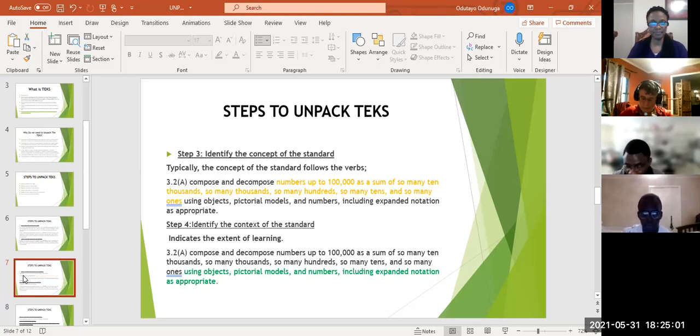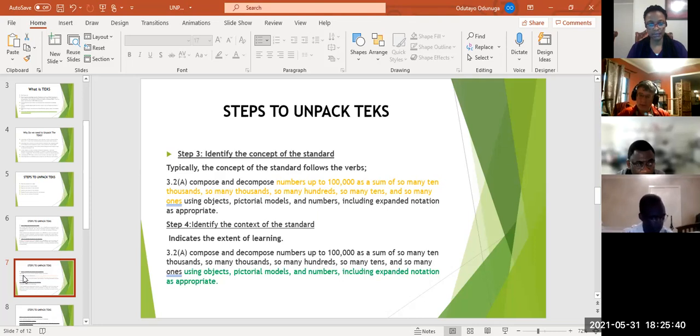Yes, thank you. Okay, so step 4, identify the context. The context of the standard. Context indicates the extent of the learning. How far do you want to go? And what model are you using to help the student to understand what you're teaching? Within what context?